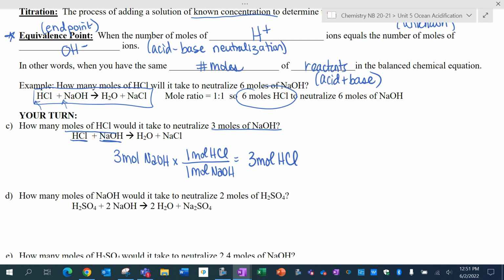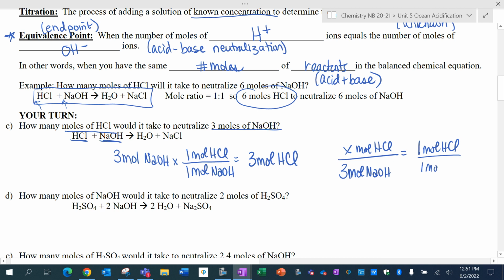Another way you might write it is you might say, 3 moles of NaOH is to X moles of HCl. And then I know that for every 1 mole of HCl, I need 1 mole of NaOH. So you can set it up like what we call equivalent fractions here and try to solve for X.